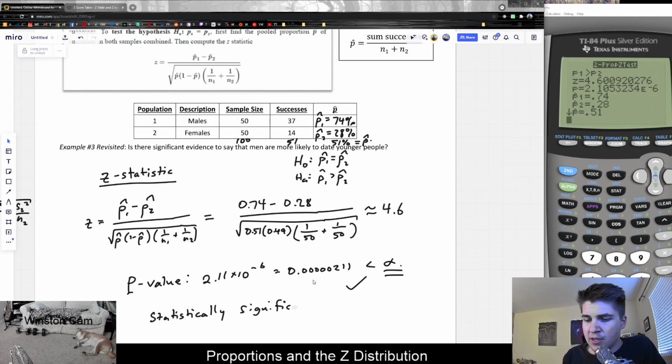And our conclusion is that we reject the null hypothesis. Meaning that we reject the claim that those were equal. Again, we have not proven that they're different, but we are pretty darn sure that they are.